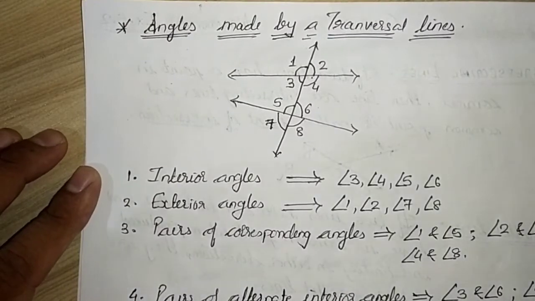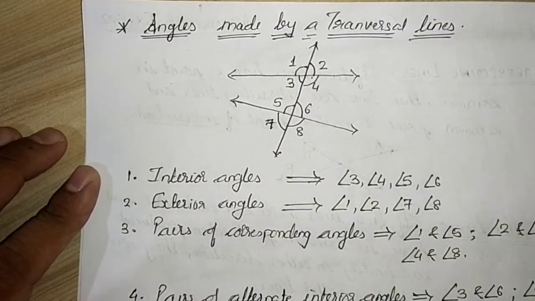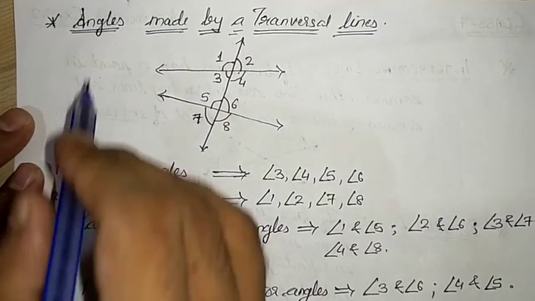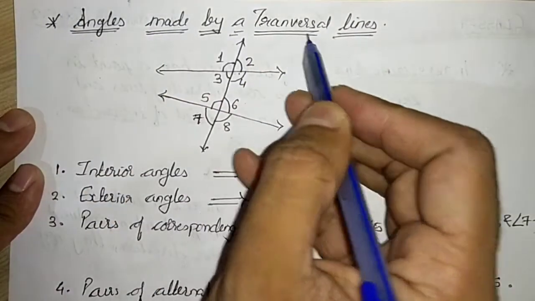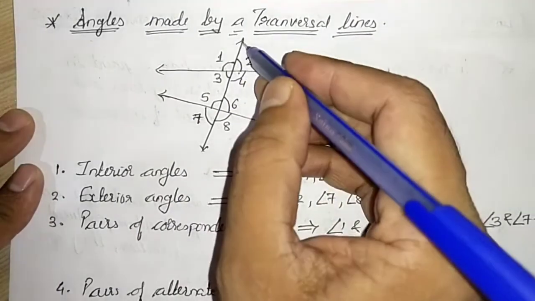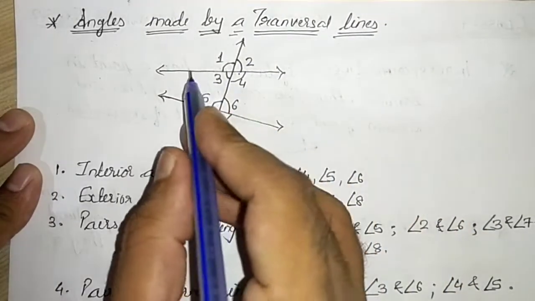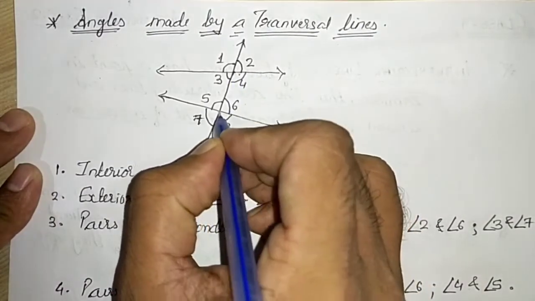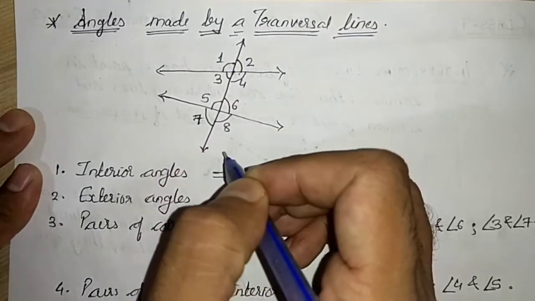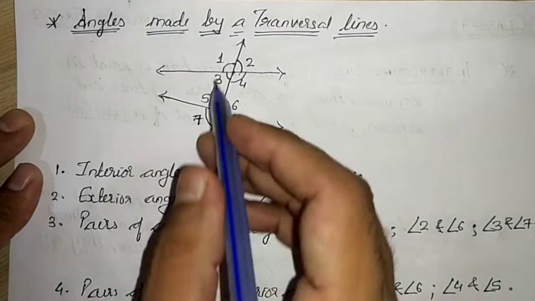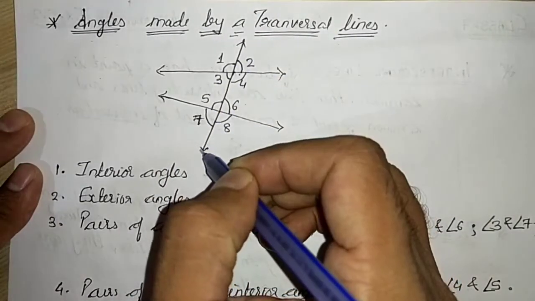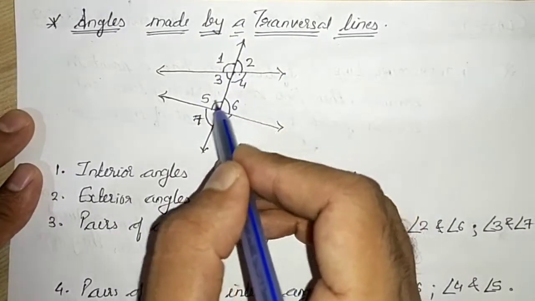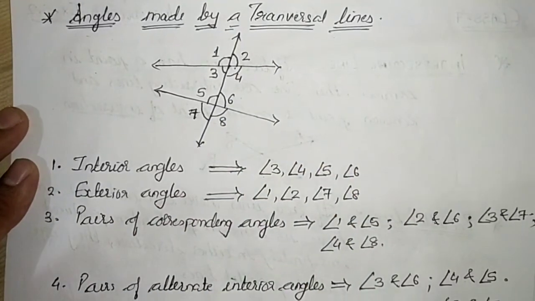Here we will see different angles and their names, by what name each is called. Angles made by a transversal line. This line is a transversal because it is intersecting two different lines at distinct points. Distinct means different points. Now, angles formed by this transversal when it is meeting two different lines. How many angles are there? 1, 2, 3, 4, 5, 6, 7, 8 angles are formed.